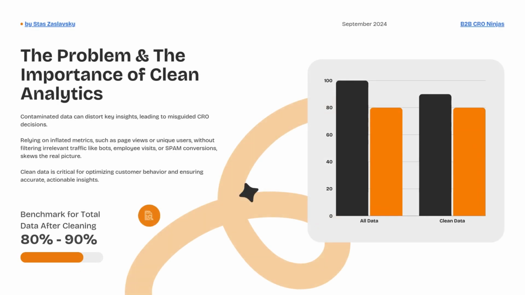Contaminated data can severely impact your conversion decisions. For example, without filtering out irrelevant traffic, such as bots or employees visiting your site, the numbers won't represent actual customer behavior. Normally, clean data represents 80–90% of your total traffic.